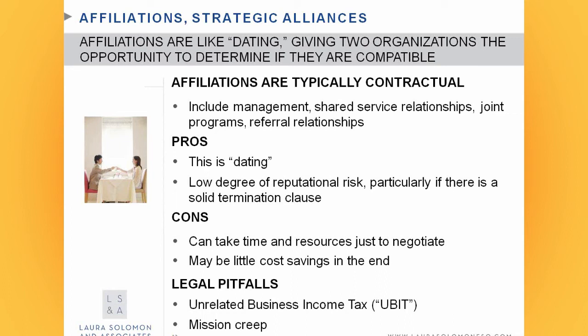Also, there are still some legal pitfalls, even with this low level of collaboration. So for example, if your joint activity is going to result in the generation of income back to your organization, you need to make sure that the activity and the income is related to your mission, because you don't want to pay something called unrelated business income tax. Also, you really want to make sure that whatever this activity is, it's in furtherance of your charitable mission. And again, this goes all the way back to the duty of obedience.